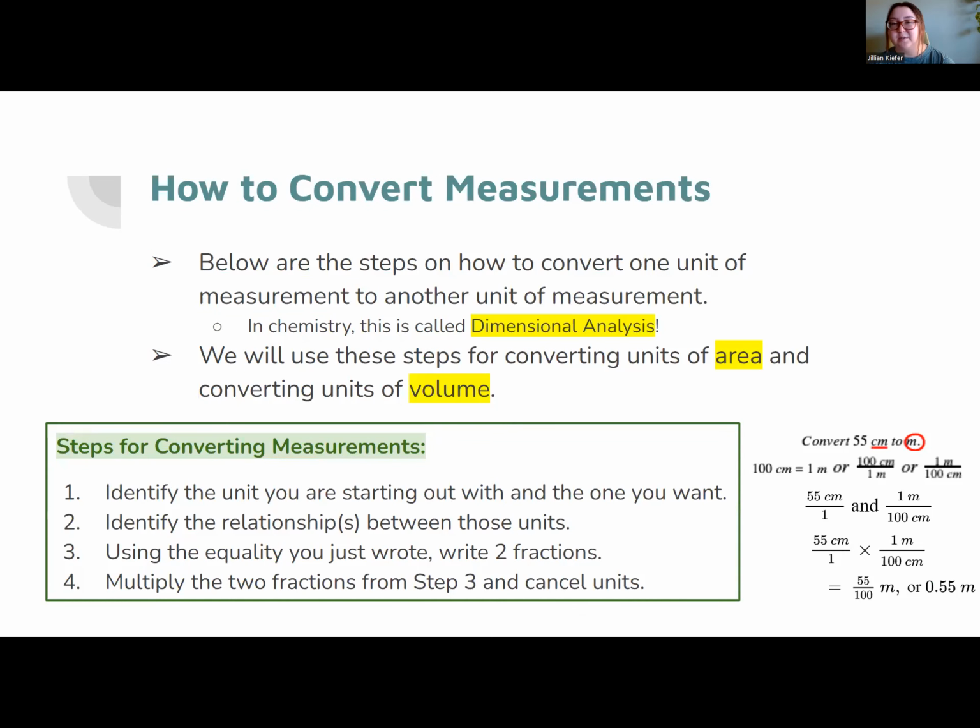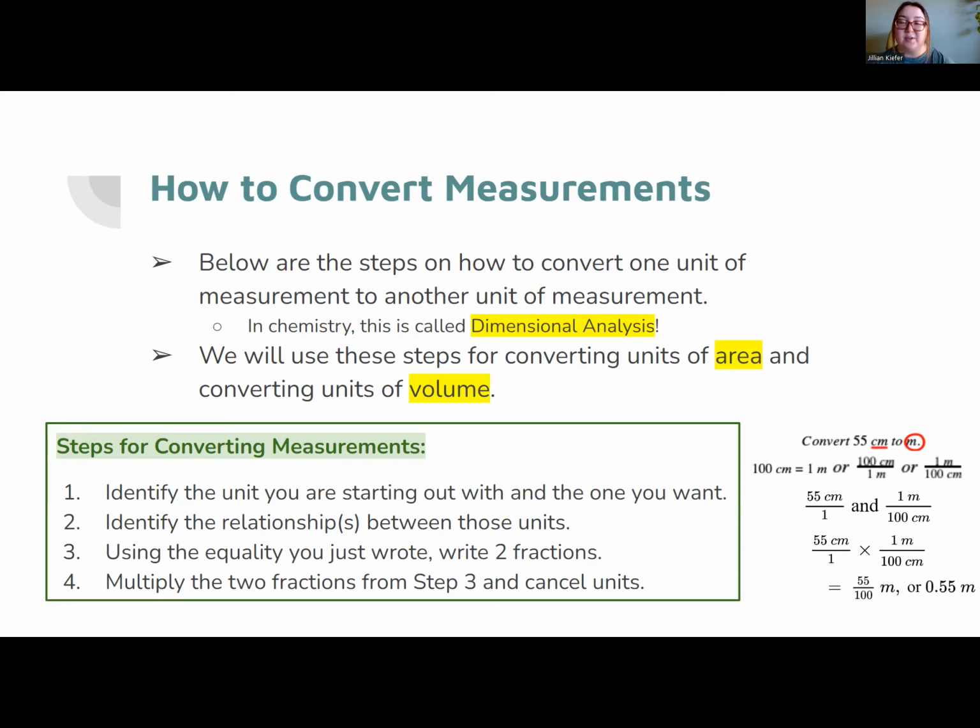So, how to convert measurements. Below are the steps on how to convert one unit of measurement to another unit of measurement. In chemistry, this is called dimensional analysis. But here we're just using unit measurements, so just converting those. We use these steps for converting units of area and converting units of volume. We'll get to units of volume in a little bit.